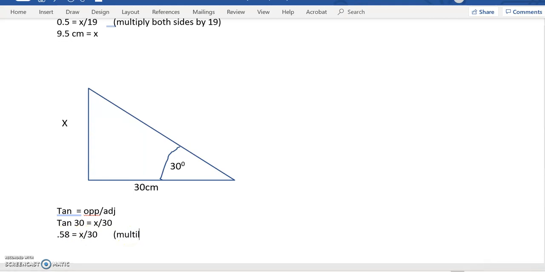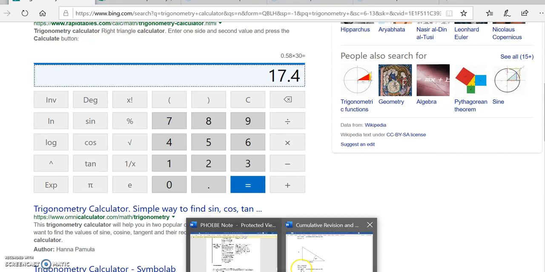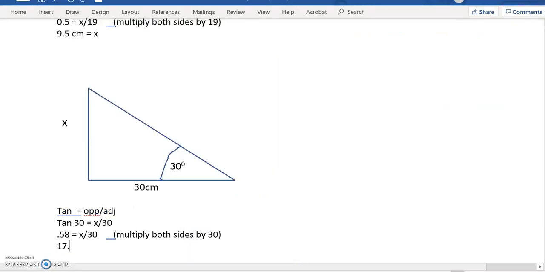So in this side we want to multiply both sides by 30. So I'm going to need the calculator to multiply 0.58 multiplied by 30. That's going to equal 17.4. So 17.4 equals, and x multiplied by 30 divided by 30 is just going to leave us with x. The one thing we've got to remember though is we are talking about units, so it's going to be 17.4 centimetres is what x equals. And that seems like a reasonable sort of an answer.